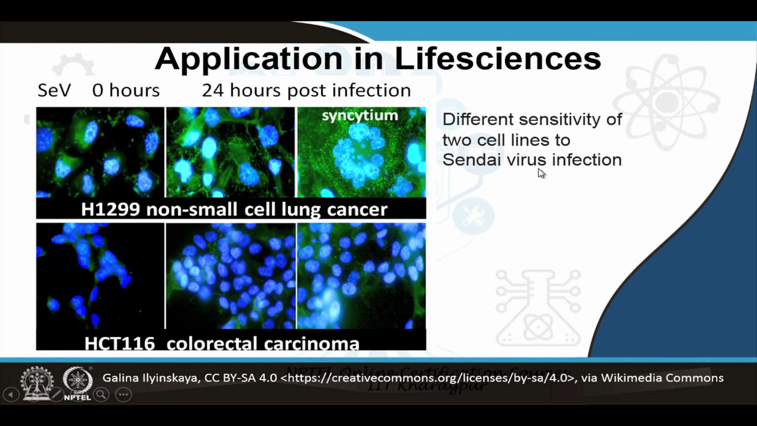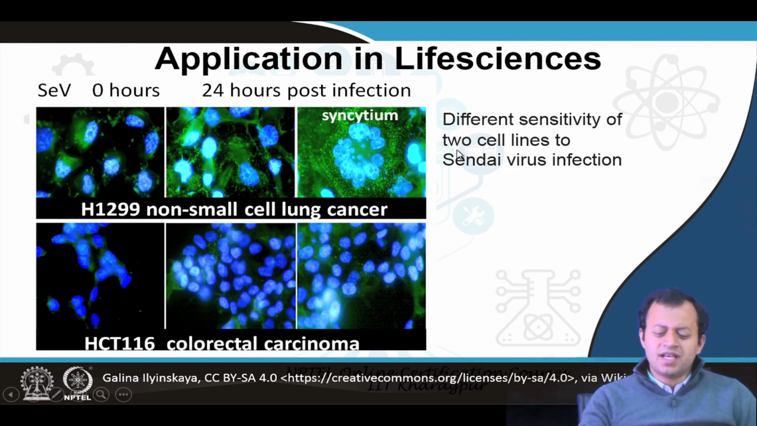Sendai virus, this is murine respirovirus as it is called these days. This mostly affects rodents, not humans, and they are trying to see how the infection rate has changed from 0 hours to 24 hours. The blue part are the antibodies that this Sendai virus generates, and the green part is either the cell or the cellular material. So, they wanted to see what happens, how exactly the virus replicates, how exactly the virus changes from 0 hours to 24 hours in two different cells.